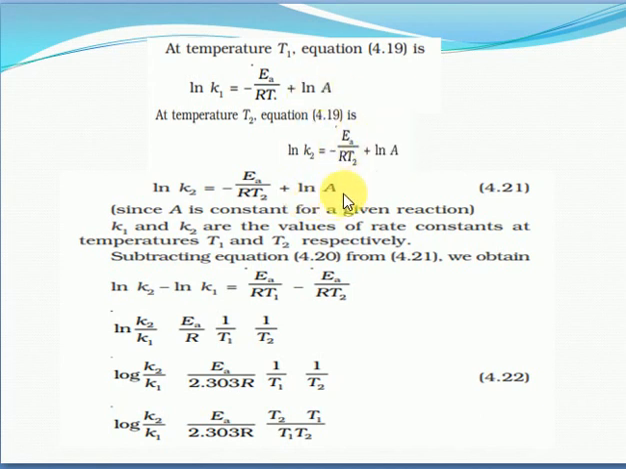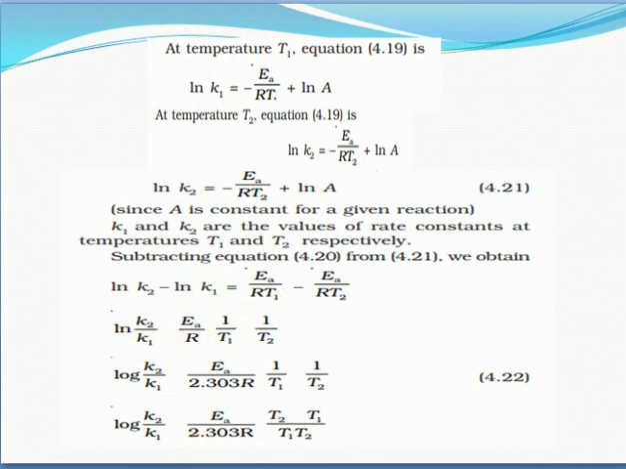Both minus only, both will be cancelled. So what you get is EA by R T2 minus EA by R T1, and EA by R is a constant value. Clear? EA by R is constant only.